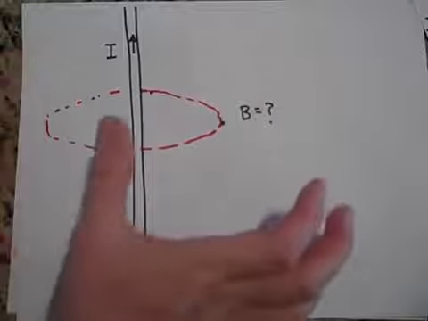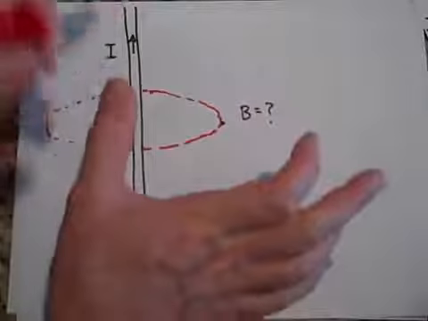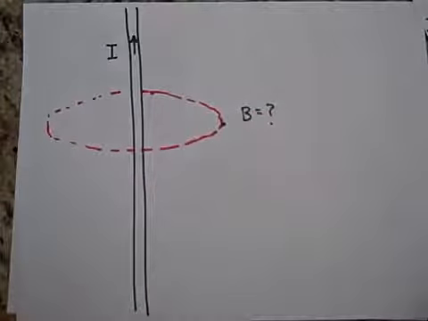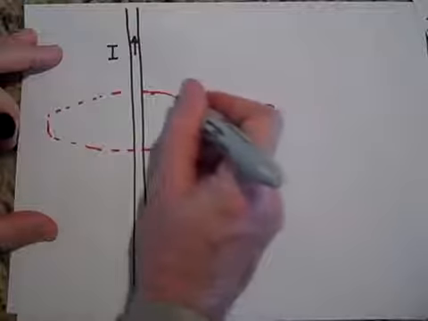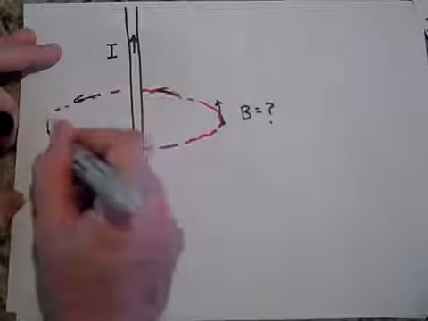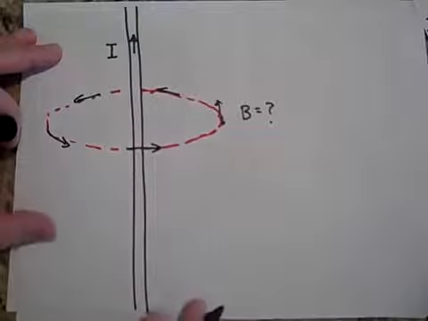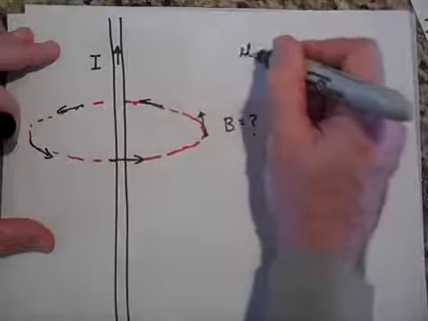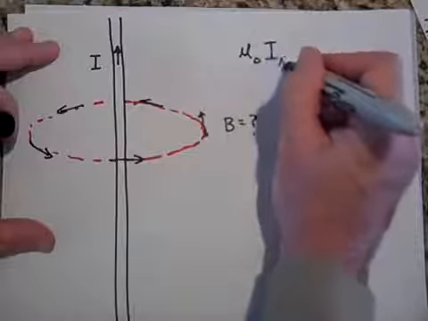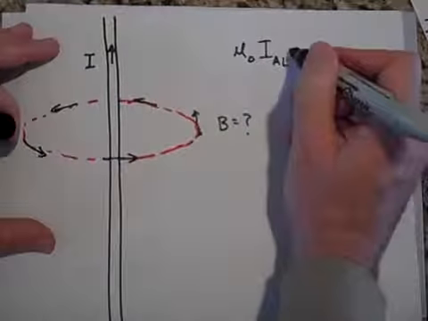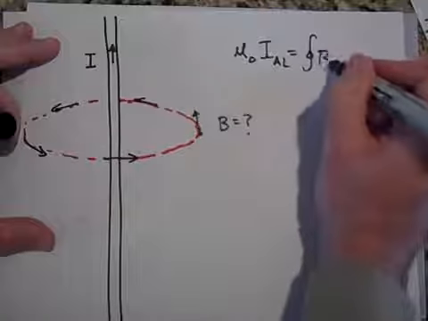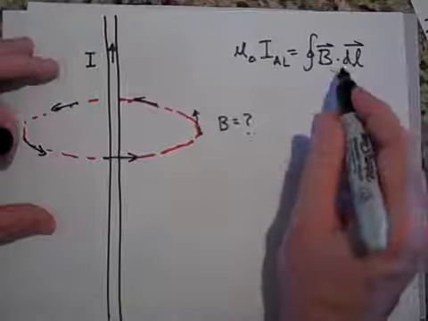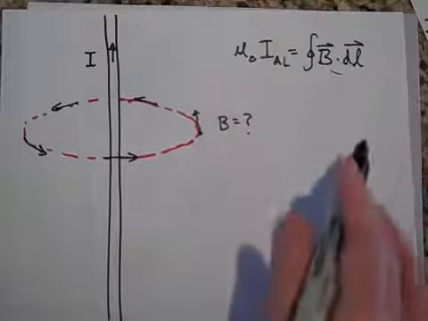And let's see, the current is going up like this, so the field wraps around, and the field is going to look like this. I'll draw that in black. So the field's going like that, like that, like that. And so are the dl's. If I apply Ampere's law, I say mu naught times the I through the Amperian loop, that red loop, is equal to the closed loop integral of B dot dl. Remember, this is not magnetic flux. This is just the closed path integral of B dot dl.